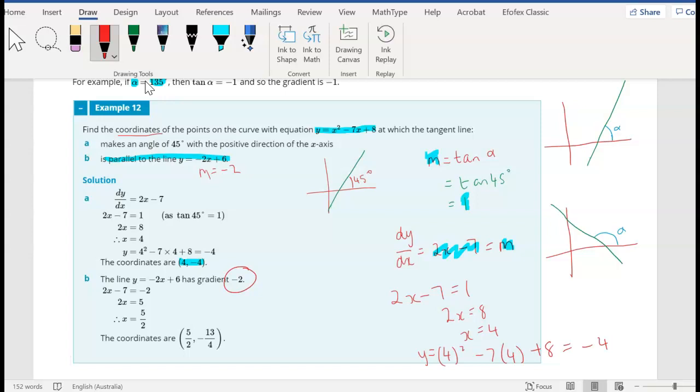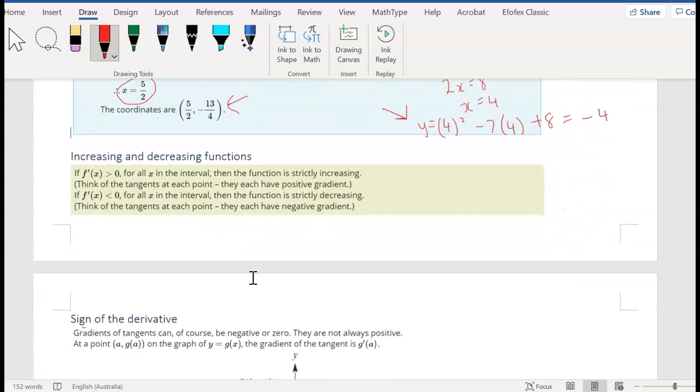We've already done our derivative, so 2x minus 7, and this time we're letting it equal -2, and that gives us an x coordinate of 5 on 2. Then we do the same thing that we did here, but we're now substituting in 5 on 2 instead of 4, so that gives us these coordinates. So basically there are 2 ways you can find a point using your gradient, or knowledge of a gradient.